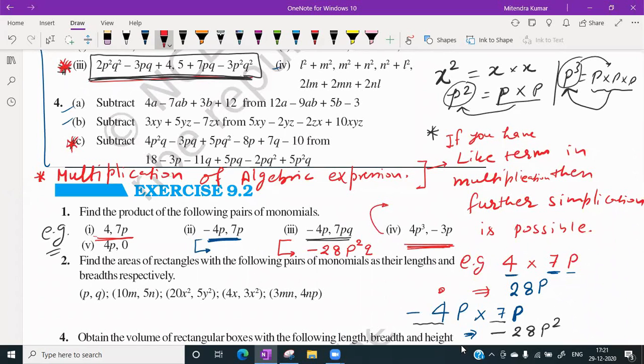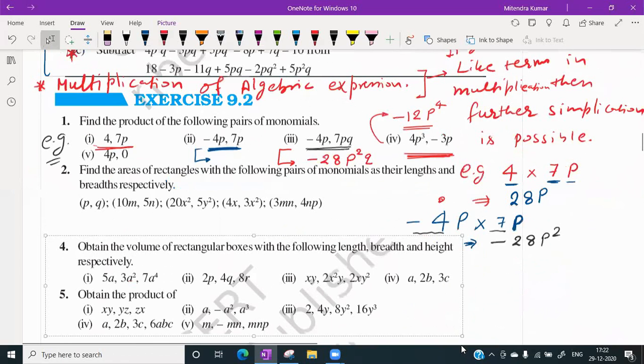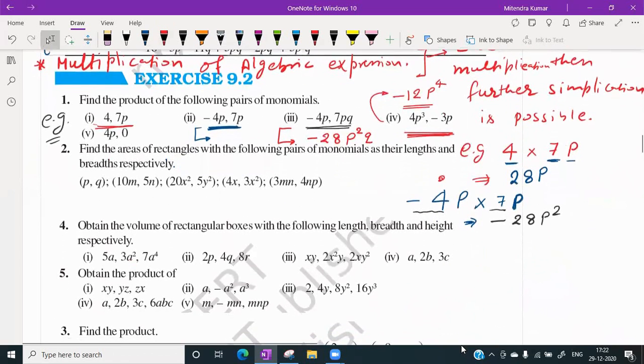Sir, it will be 4. Minus 12 p raised to 4. Yes, you are correct. Answer is minus p to the power 4. Correct. Okay, this was a very easy question, you did it easily. Okay, has everyone done up to here?